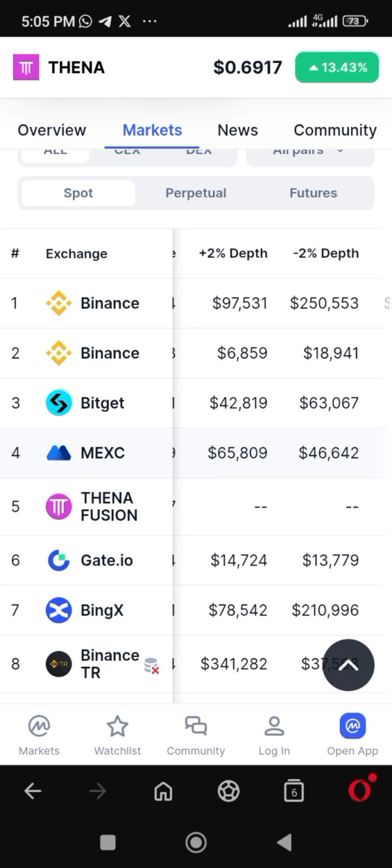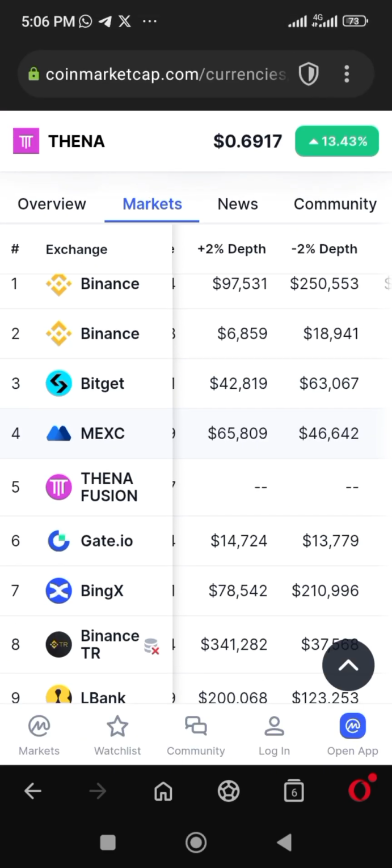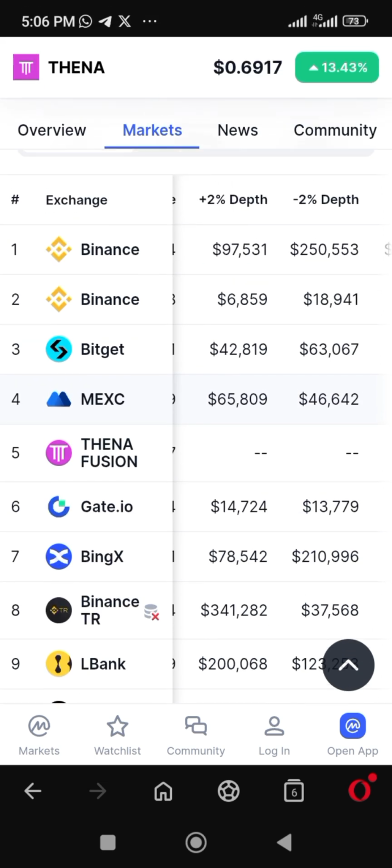The +2% depth actually stands for sell side liquidity, while -2% depth actually stands for buy side liquidity. So this +2% depth, number one, represents the total volume of sell orders placed within 2% above the current market price. Number two, it indicates how much supply exists near the current market price, to show you that sellers are in control. So the higher +2% depth means stronger selling pressure and less chance of a price surge.